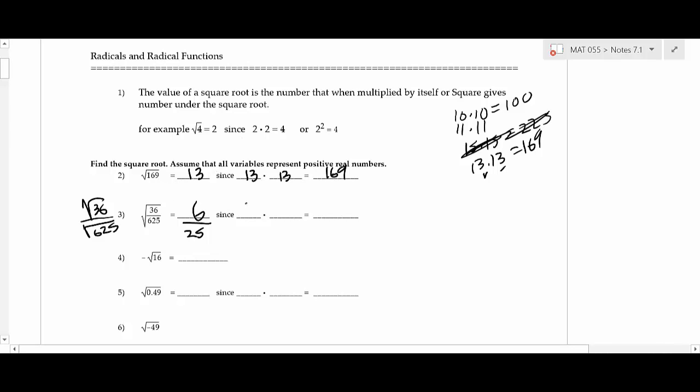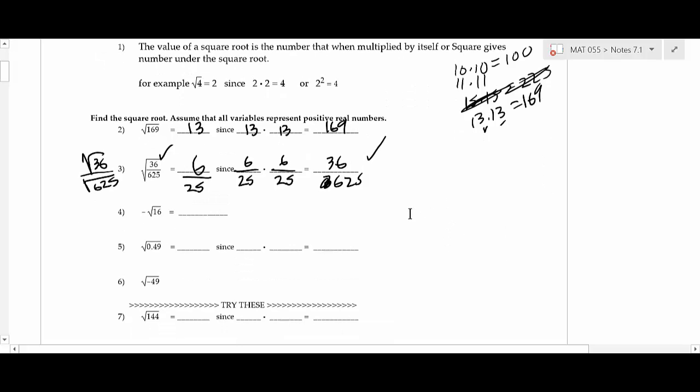So the reason that's the answer is because if you multiplied the answer out twice, 6 times 6 would be 36, like it's supposed to. 25 times 25 would be 625. So you can always tell you're right when you do a square root. Okay? Okay, the next one.